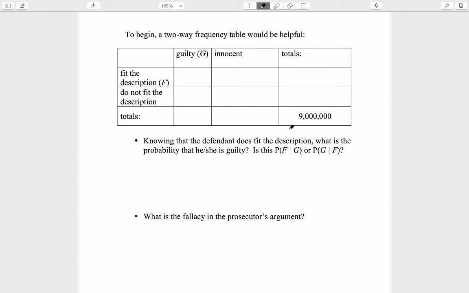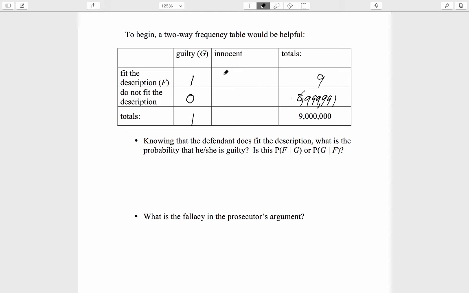So how do we understand what's going on? Let's make a two-way frequency table. There are 9 million people in the total population. Of these, one person actually did it. One person is guilty and fits the description. No one is guilty and doesn't fit the description. So there is one guilty person total. How many total fit the description? Think about this for a minute. Fitting the description is a 1 in a million event. Therefore, out of 9 million people, 9 people fit the description. That leaves 8,999,991 who do not fit the description.